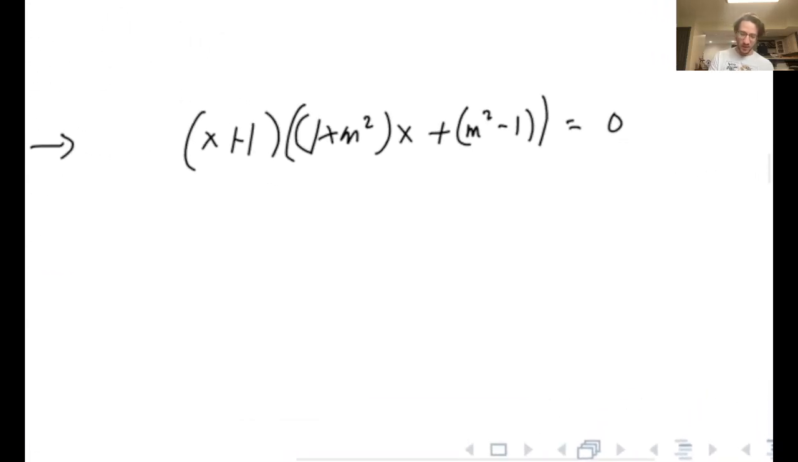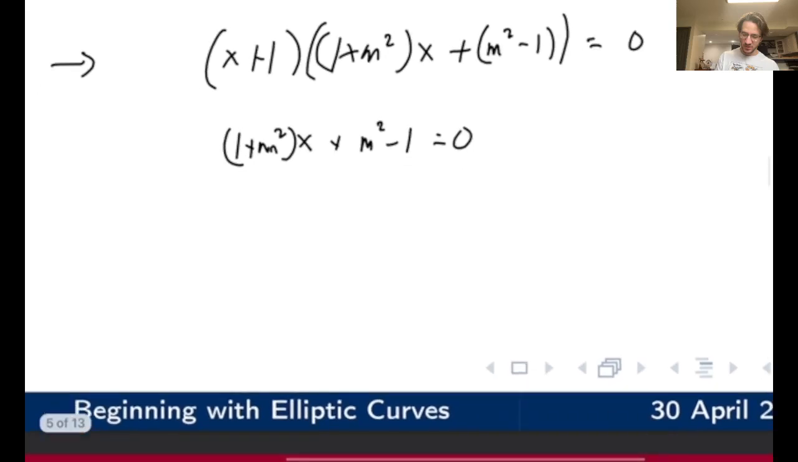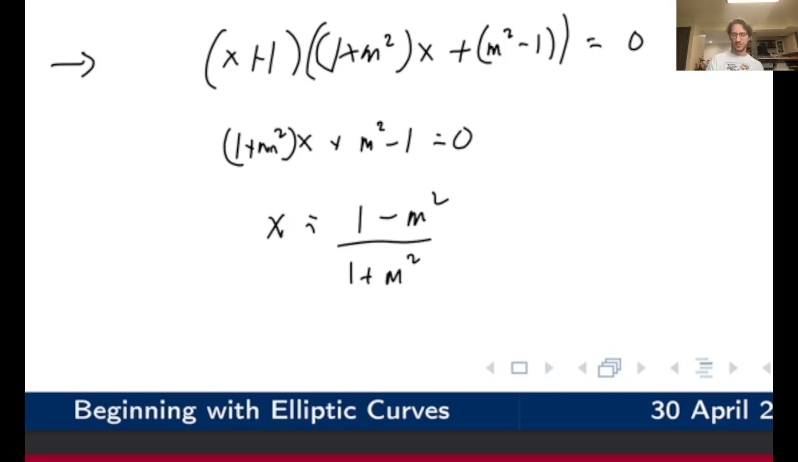Okay. All right, but let's solve this. X equals -1 is a boring solution. I don't care about it. The other solution that I get from this is by setting this equal to 0. So when I set that equal to 0, I get (1 plus m squared) times x plus m squared minus 1 equals 0. So that tells me x equals (1 minus m squared) over (1 plus m squared).